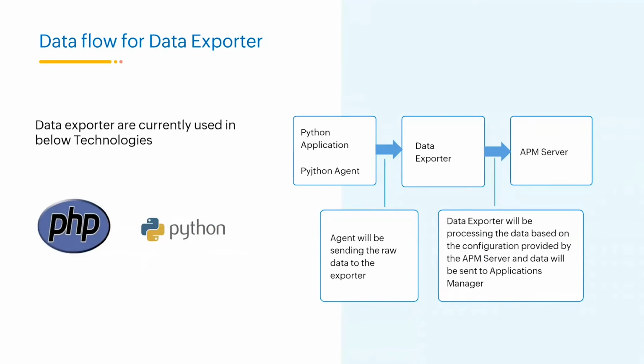Here is the working behavior of APM Insight using the Data Exporter. The agent needs to be installed on the application server, and the Data Exporter can be installed on a different server to reduce the load. The APM Insight agent will retrieve the application's data and push it to the Data Exporter, whereas the Data Exporter will receive the data from the agent and push it to the Applications Manager server.